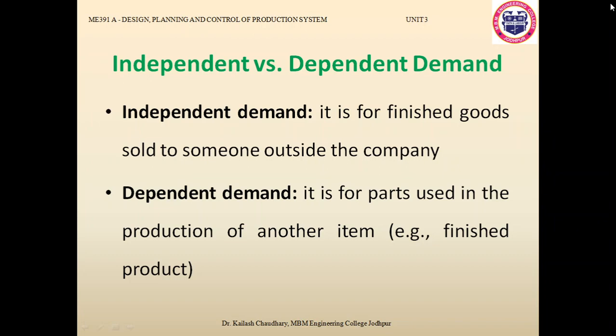Next comes the types of demand, independent and dependent. As we can see by the standard definition, independent demand is for the finished goods only. Those finished goods are sold to someone outside the company, while dependent demand is for the parts used in the production of the finished product. So independent demand is based on customer demand, while dependent demand is based on the finished goods we need to produce. So dependent demand items are dependent on the independent demand items.